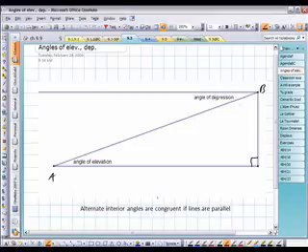The angle of depression is often confused with this angle in here, and that is not the case. That's not an angle of depression. Now, one thing to note is that horizontal is parallel to horizontal, and so the angle of depression and angle of elevation are congruent because alternate interior angles are congruent if lines are parallel. So we'll take a look at a couple sample problems and then do some word problems as well.